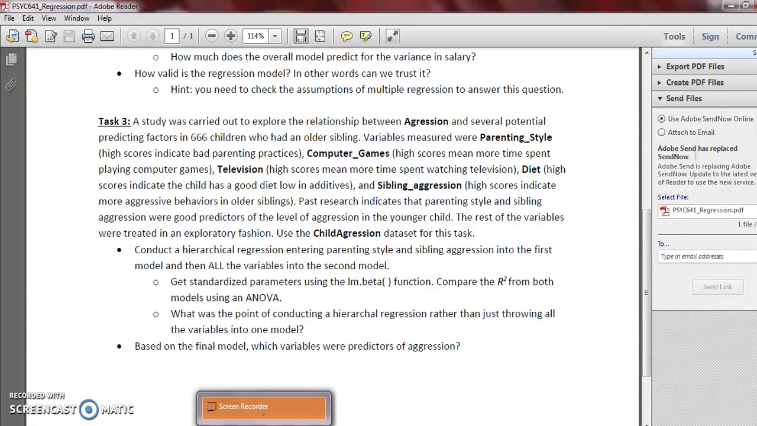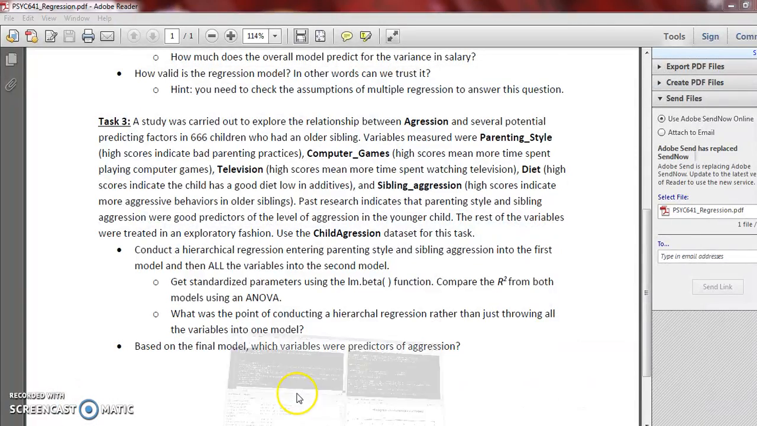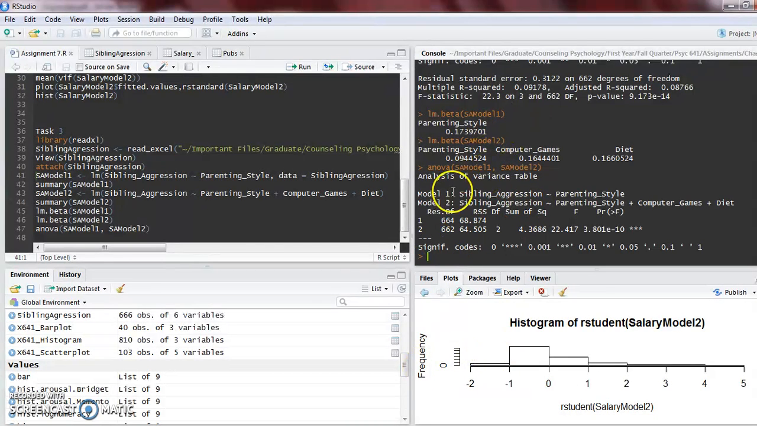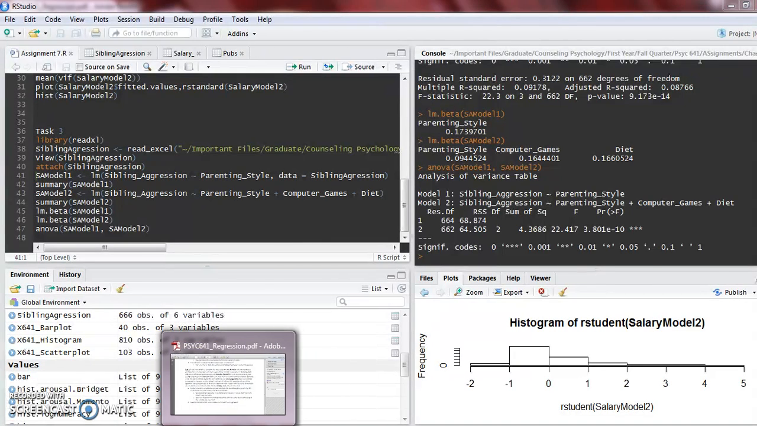Now it's also asking us to compare R squared for the ANOVAs. Sweet. Okay, so R squared. Where are you, R squared? Alright. So basically our model has improved thanks to adding in all these other variables, which is great.